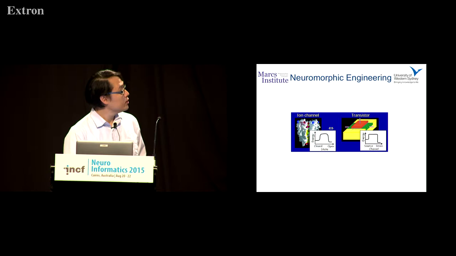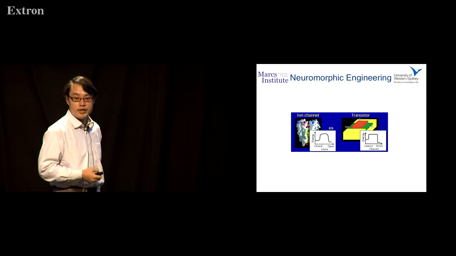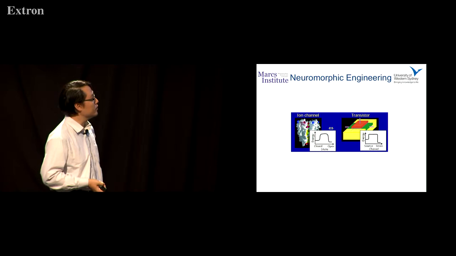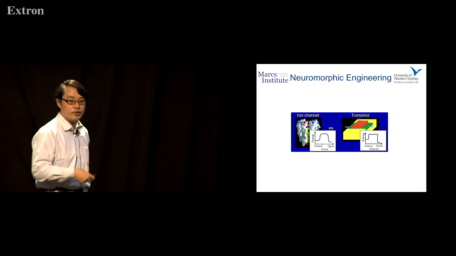OK, so first, I need to introduce neuromorphic engineering, where it comes from: using transistors to emulate the ion channels. Carl Mead from Caltech coined the term neuromorphic engineering because he found similarities. You can see this, the transistor and ion channels have the same behavior. That's why neuromorphic engineering comes from.